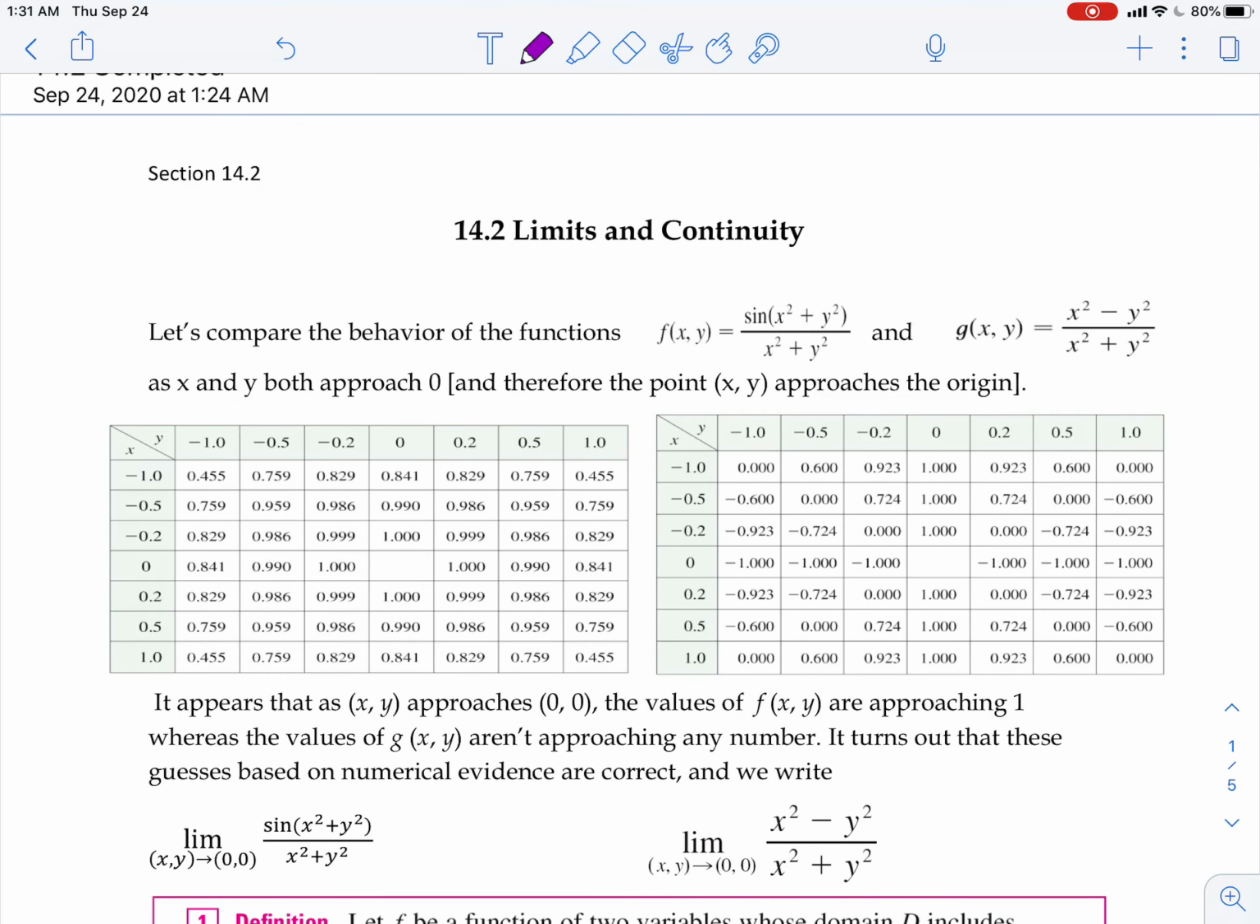Hello everyone, and welcome to section 2 of chapter 14, where we're going to be talking about limits and continuity. Our next section is going to be a pretty long section. That's when we're actually going to take derivatives, and we're going to do partial derivatives.